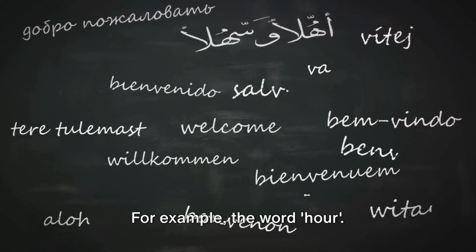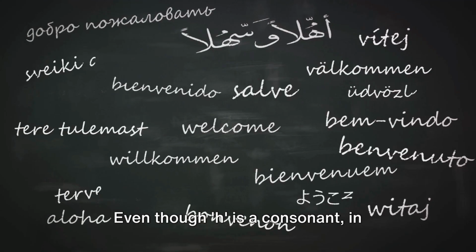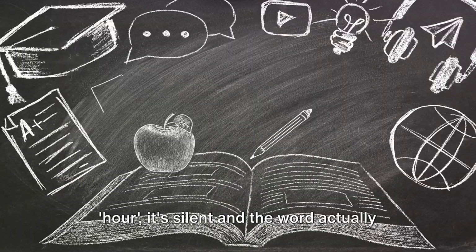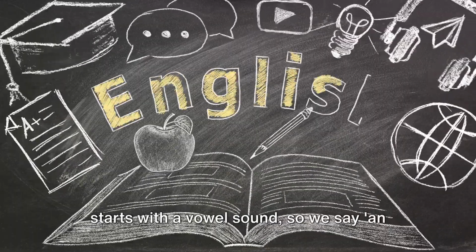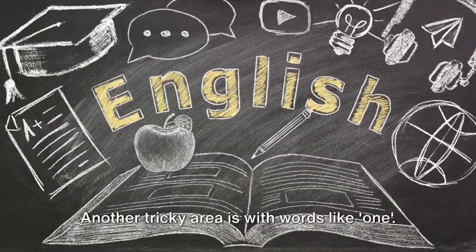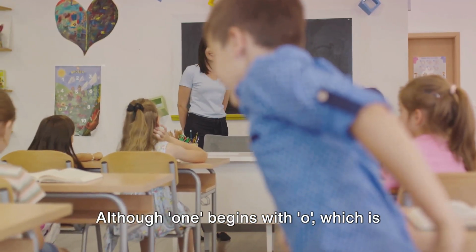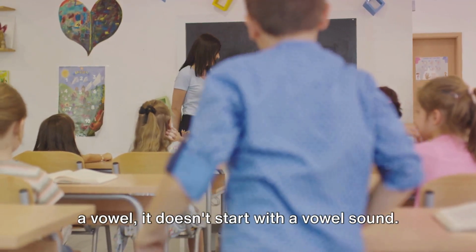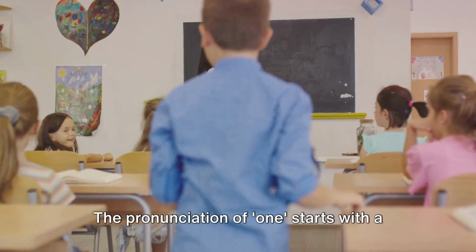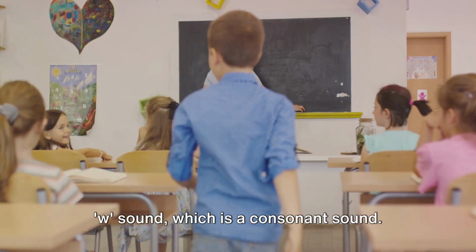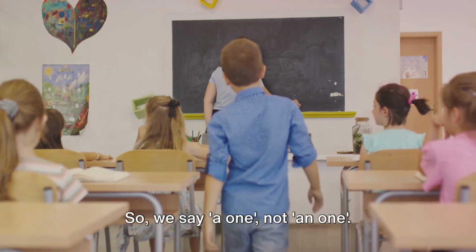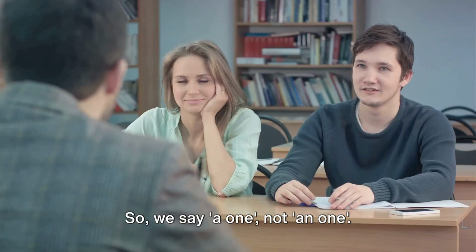For example, the word hour. Even though H is a consonant in hour, it's silent and the word actually starts with a vowel sound, so we say an hour, not a hour. Another tricky area is with words like one. Although one begins with O, which is a vowel, it doesn't start with a vowel sound. The pronunciation of one starts with a W sound, which is a consonant sound. So we say a one, not an one.